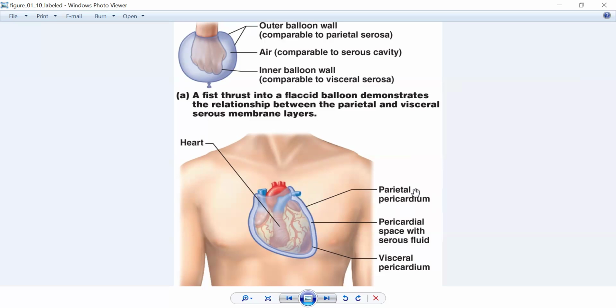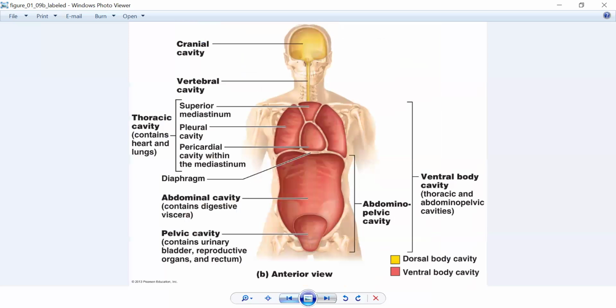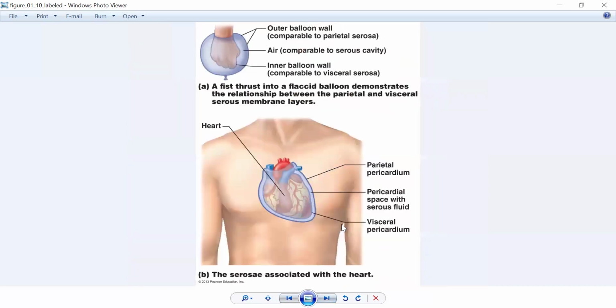Notice it ends in UM. You want to be careful in the spelling because it's very similar to the name of the cavity housing your heart. Let's go back. What's the name of the cavity housing your heart? It's called pericardial. Well, that almost sounds like pericardium. So you've got to be careful in the spelling. They mean two different things. If it ends in UM, it's the membrane surrounding the heart.